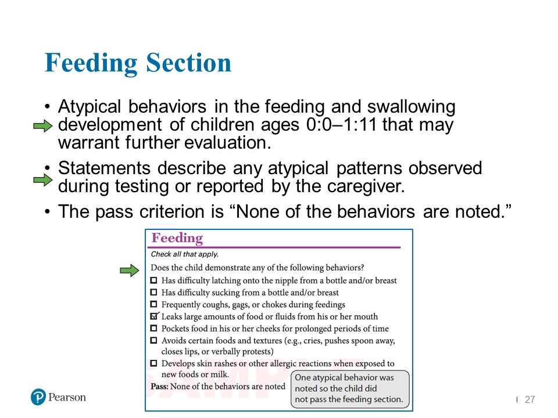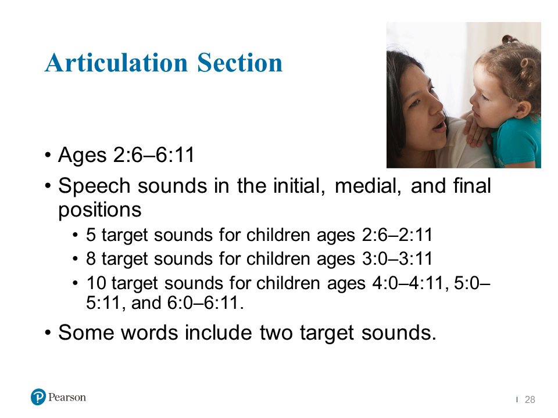So under feeding, you see that you would check all that apply. Does the child demonstrate any of the following behaviors? Difficulty latching onto a nipple or bottle, has difficulty sucking from a bottle or breast, frequently coughs, gags, or chokes during feedings, etc. So for our example here, we have this one checked right here in the middle. Leaks large amounts of food or fluids from his or her mouth. So that one atypical behavior was noted, and they did not pass this feeding section. So it's important for you to remember it's the presence of atypical rather than the presence of typical. Okay? So in our example here, we have a child who did not pass feeding.